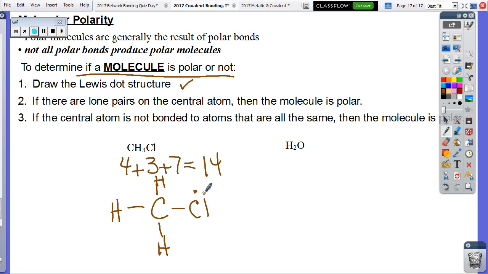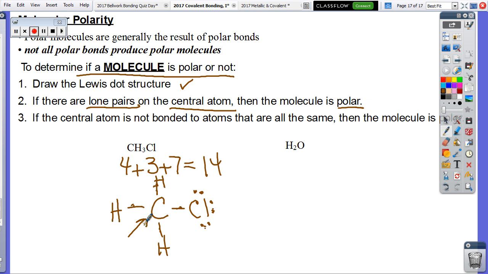And then I make sure that everything has an octet in my appendages, all the things that are coming from that central atom, except for hydrogen. Remember, it's full when it has 2, or a duet. So carbon has 8: 2, 4, 6, 8. Chlorine has 8: 2, 4, 6, 8, and each hydrogen has 2, and I have 2, 4, 6, 8, 10, 12, 14 total. So my picture is done. So I did the first part. The second thing says if there are lone pairs on the central atom, the molecule is polar. Well, carbon is my central atom, and it does not have any lone pairs. So as of now, this is non-polar.